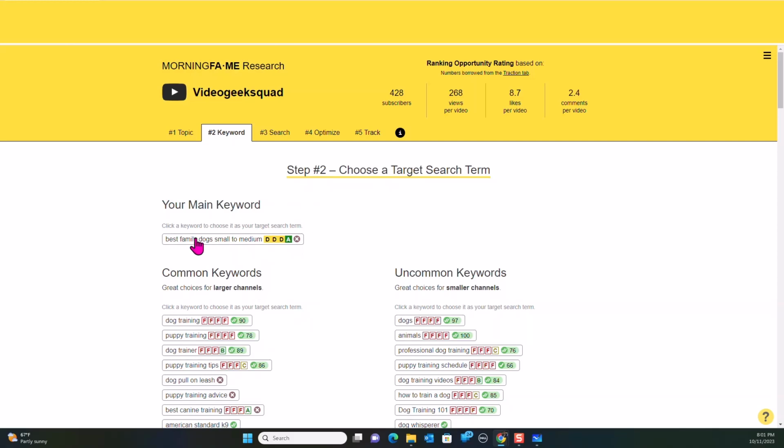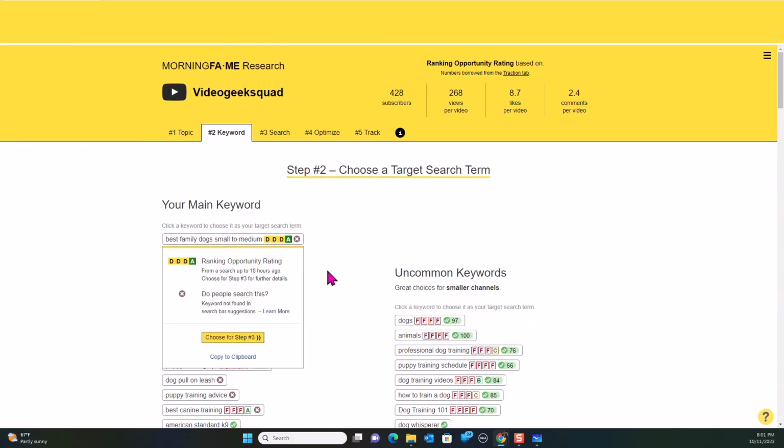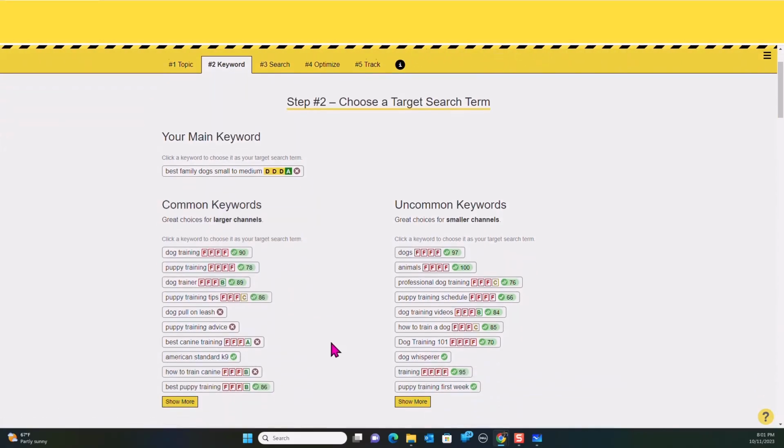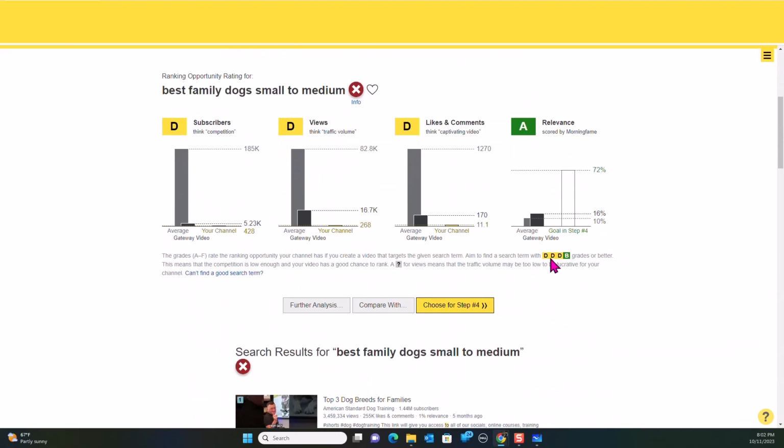Okay, so now we've agreed that we're going to go with this particular keyword. Okay, so we're going to do it. Now we're going to choose this for step 3. All right. Now, you can actually heart this if you want to come back at a later time. So for those of you that do a lot of keyword research and you do keyword research ahead of time before you make your videos, which everybody should be doing, you can just favorite it and come back to it at another time. Okay. So here is your score.